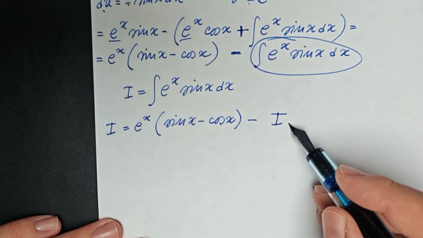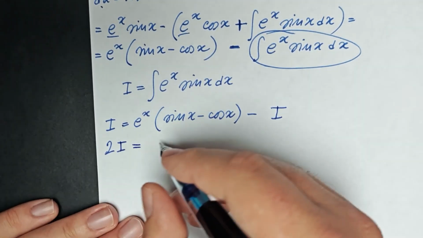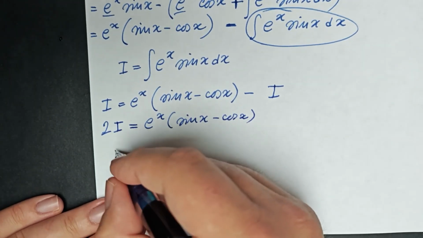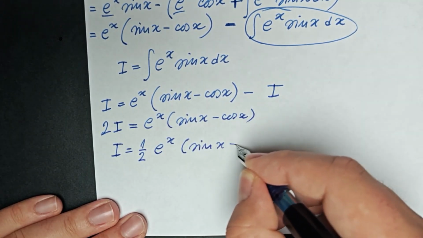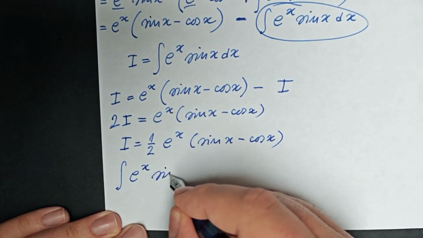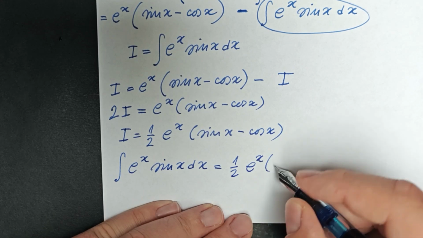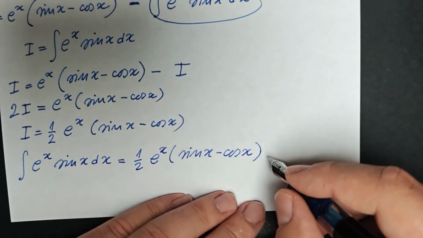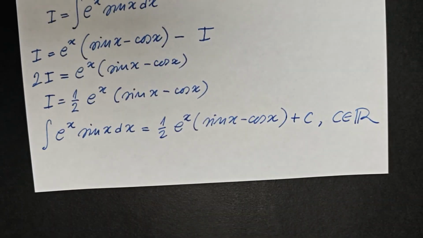When a negative I comes on the left side of the equation, it becomes plus I, so we have 2I equals e to the power x times sine x minus cosine of x, and then I becomes 1/2 e to the power x times sine x minus cosine x. I is the integral of e to the power x sine x dx, and that is equal to 1/2 e to the power x times sine x minus cosine x. And again, we are done with integration, so plus c, where c is a real number. What do you say? A neat little trick.